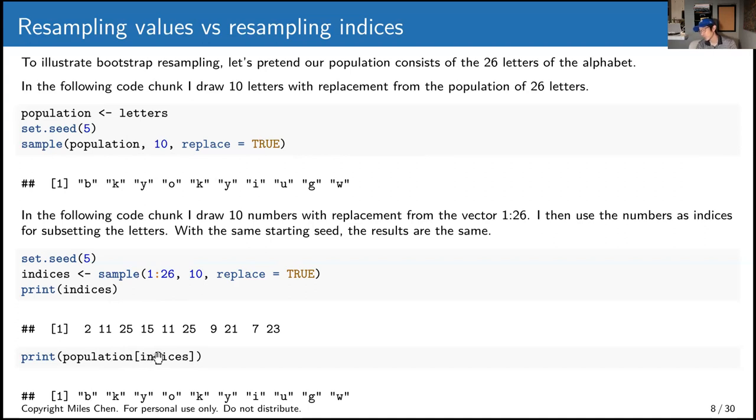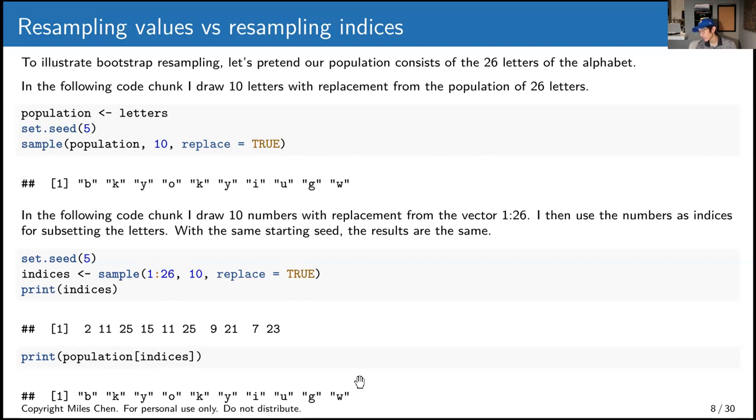Way back in our first week of class, we talked about subsetting, and we said you could pass a vector of indices, and if indices are repeated, which they are here, it'll just produce that value multiple times. And that's what's showing up in the resulting sample.